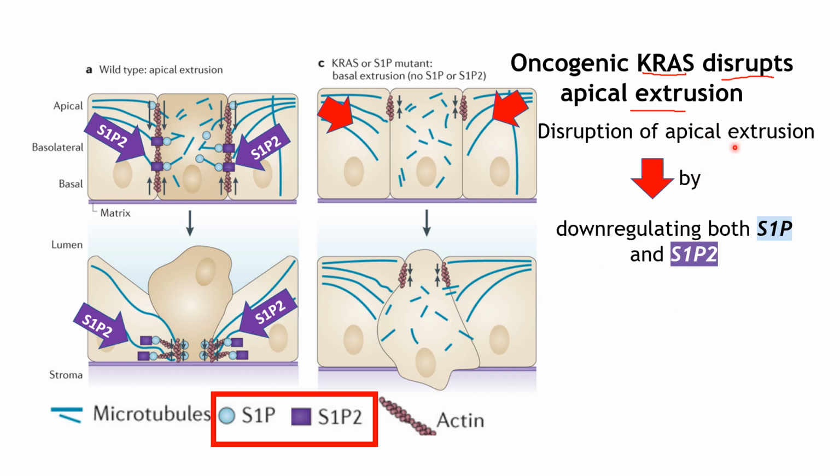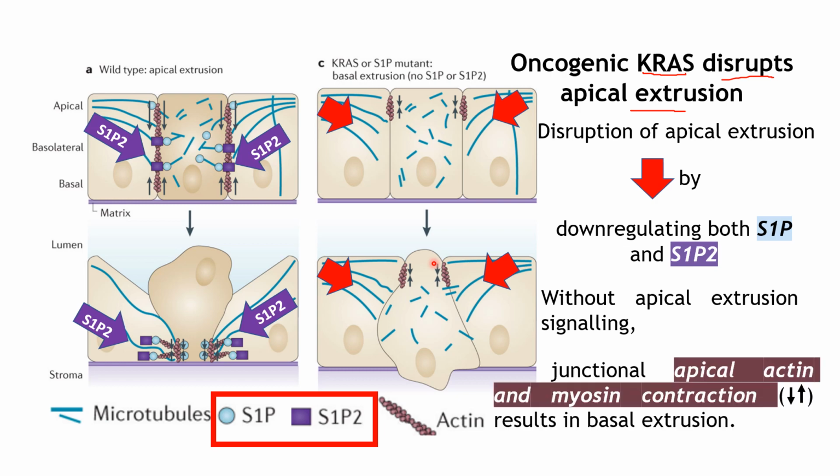There's a disruption in the apical extrusion because there was a downregulation of both the S1P and the S1P receptor. And so if there is not this type of signaling, what is going to happen is that actin and myosin will create a constriction apically instead of basally, and the cells are going to leave in the opposite direction. They're going to go out like this, extrude like this instead of extrude like this.